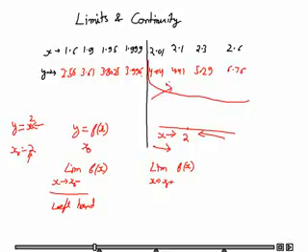So the definition is that we say the limit exists if the limit on the left and the limit on the right exist and they are equal. Alright.